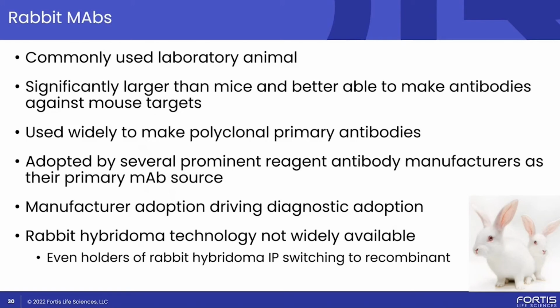And so those manufacturers looked for ways to use rabbits to produce monoclonal antibodies. Now you see in the industry a lot of monoclonal antibody producers using rabbits to produce these antibodies. That's really starting to drive diagnostic adoption as more primary antibodies are produced recombinantly in rabbits. Another interesting sidebar with rabbits is that hybridoma technology was developed in rabbits, but it's essentially a proprietary technology, which limited its adoption. And interestingly, even the holders of that IP are now switching to recombinant production over hybridoma.